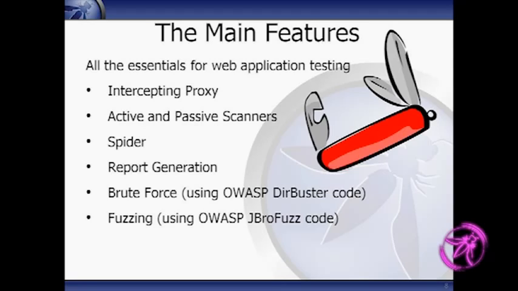The spider, which could be improved, definitely, will look for pages that you haven't explored. It'll do report generation. And then two of the significant enhancements we've made, both reusing other OWASP projects, are force browsing or brute forcing using DirBuster code, and fuzzing using some JBroFuzz code. We're not just going to reuse OWASP projects, we'll use any good quality projects out there, which we're allowed to from the licensing, but those were the two which seemed to stand out, those particular two areas.